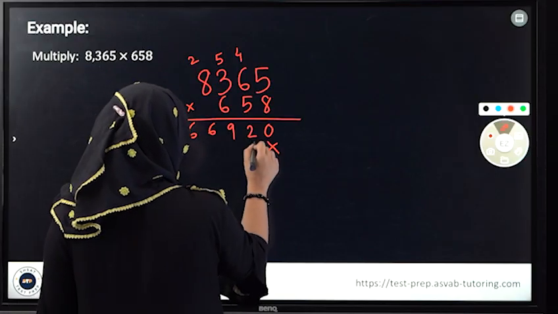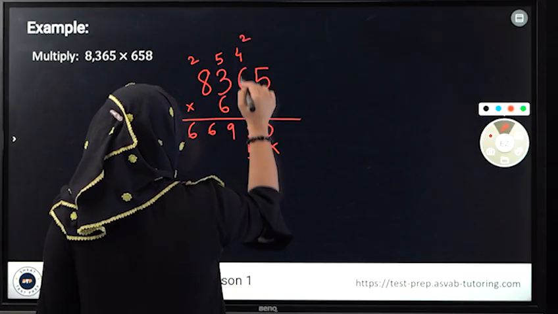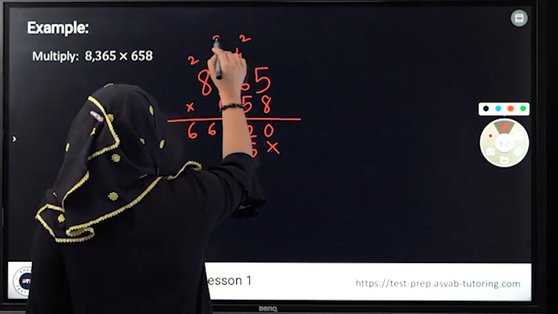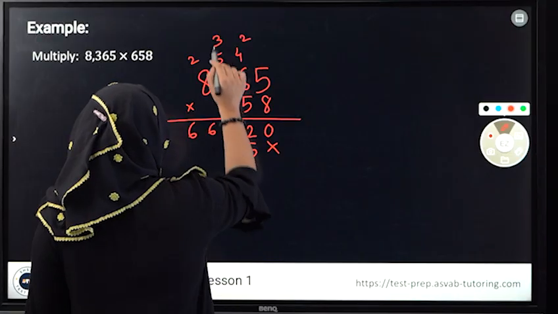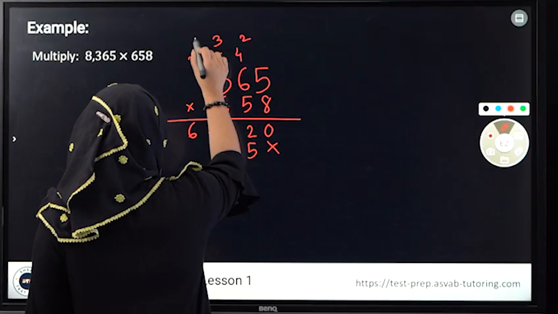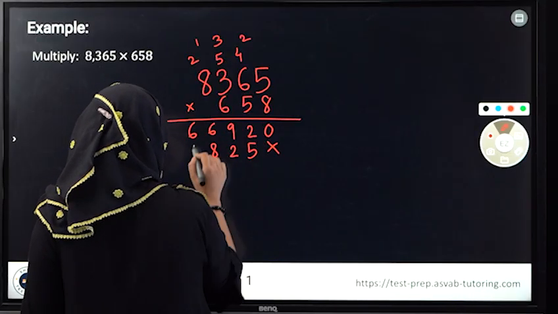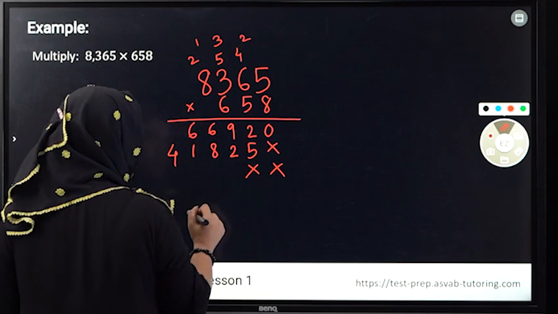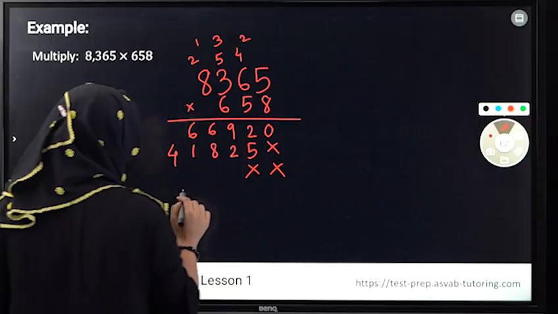Now we're going to multiply all of these with the number 5. So 5 times 5 is 25, carry the 2. 6 times 5 is 30, with 2 it's 32, carry the 3. 5 times 3 is 15, plus 3 is 18, carry the 1. 5 times 8 is 40, plus 1 is 41. Put two crosses this time. Now we're going to multiply everything with 6.